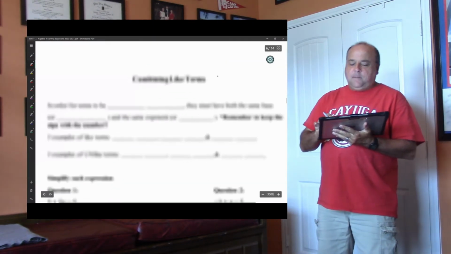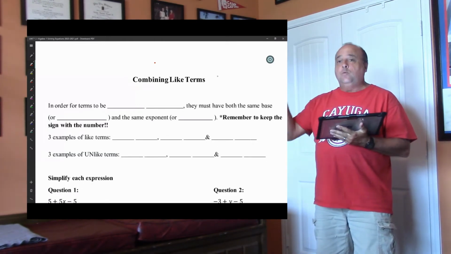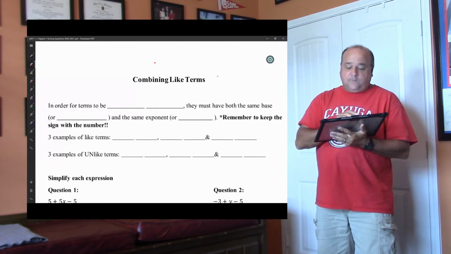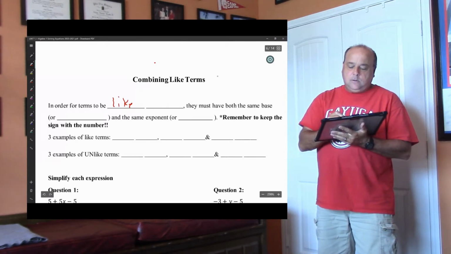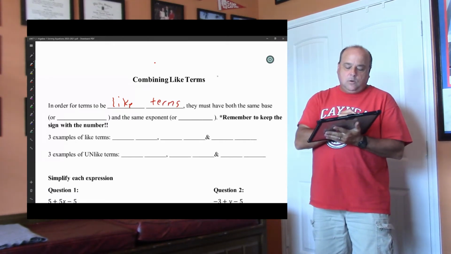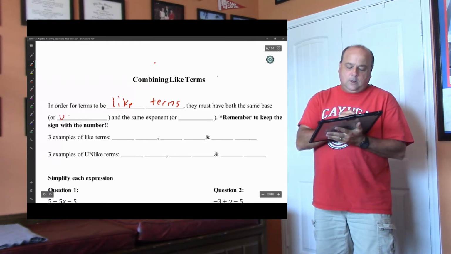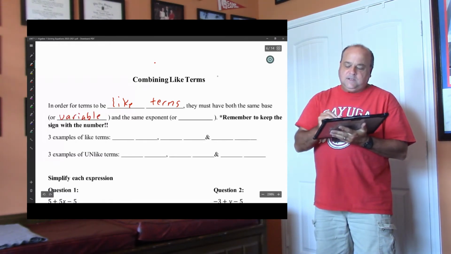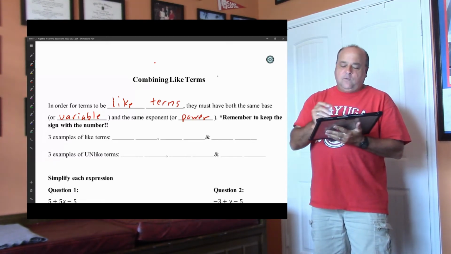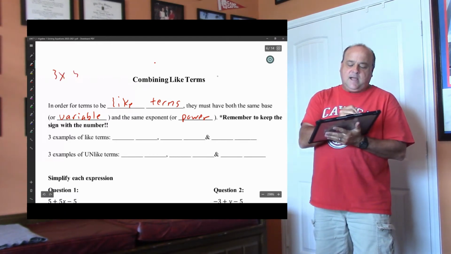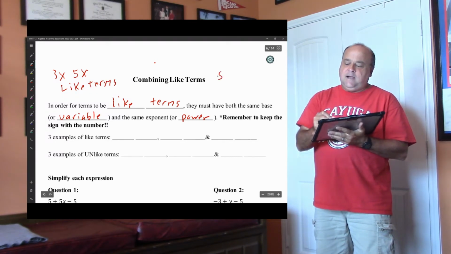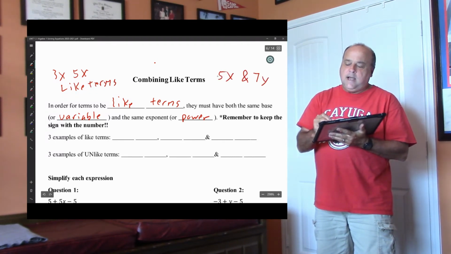Okay, we're going to talk about combining like terms, so you can see that now on here, and we're just going to go through and fill this in. In order for terms to be like terms, they must both have the same base or variable and the same exponent or power. Remember to keep the sign with the number. For instance, 3x and 5x are like terms. 5x and 7y are not like terms.